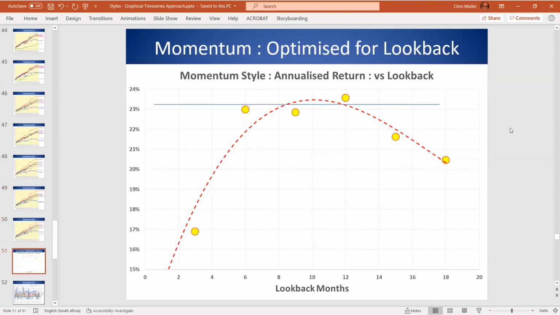So many momentums. I'm hoping that if we plot the 1 month, 3 months, 6, 9, 12, you can see a progression here. It gets better, better, better, and then it gets worse again. So anything from 6 until 12 is an optimal look back for momentum.